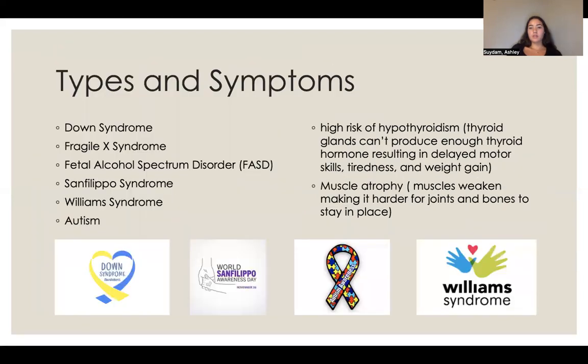Different types include Down syndrome, Fragile X syndrome, fetal alcohol spectrum disorder, also known as FASD, Sanfilippo syndrome, Williams syndrome, and autism. And some symptoms include high risk of hypothyroidism, which is when the thyroid glands can't produce enough thyroid hormone, resulting in delayed motor skills, tiredness, and weight gain. Another symptom is muscle atrophy, which is when the muscles weaken, making it harder for joints and bones to stay in place.